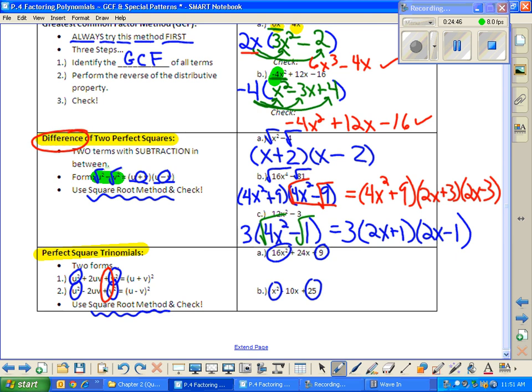I am going to use the square root method to help me just initially populate my parentheses. Square root of 16x squared is 4x. Square root of 9, that's 3. Now I need to figure out what symbol goes in between. My outers and inners right now make 12x and 12x. How could I put those together to make 24x?